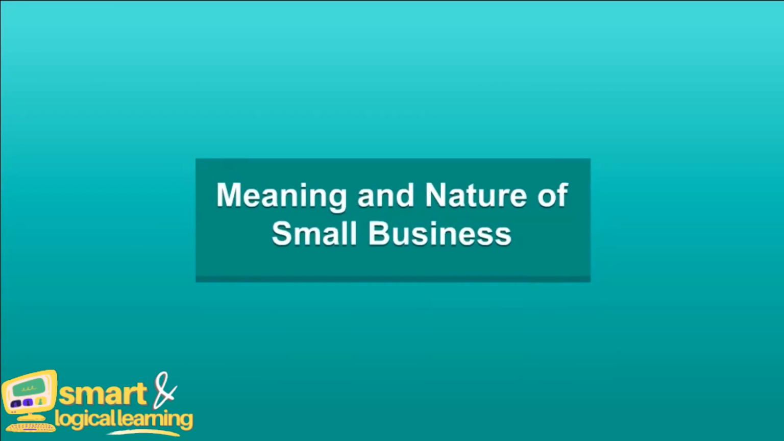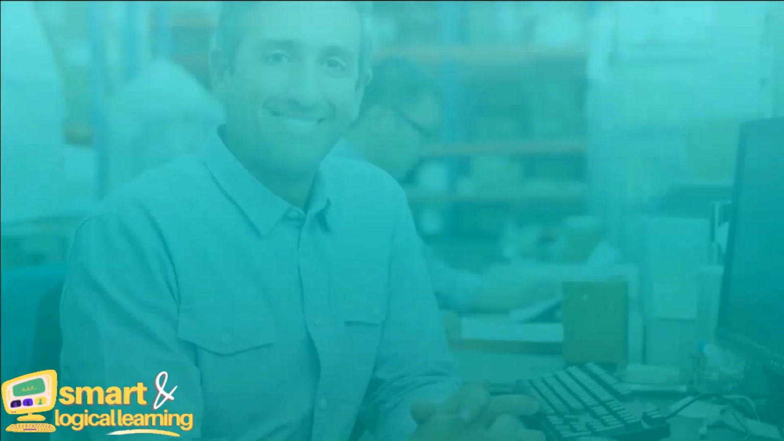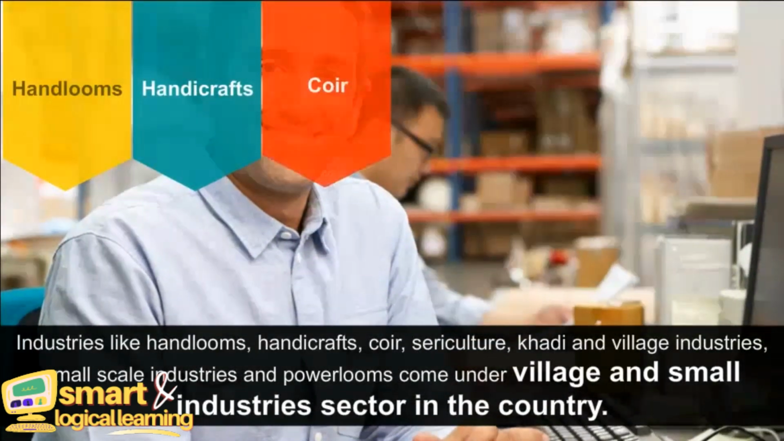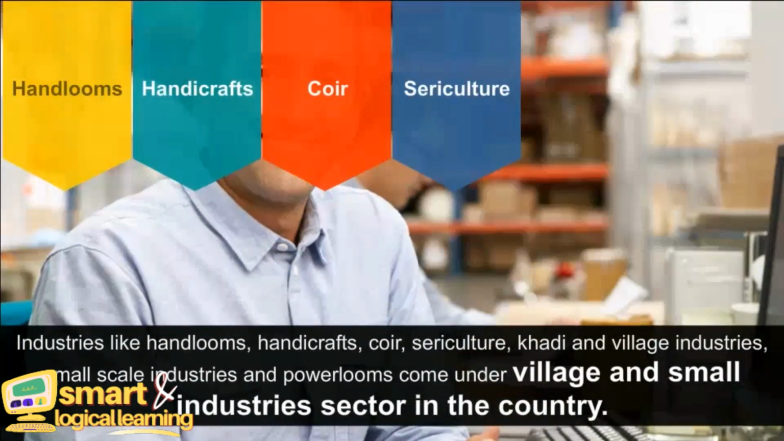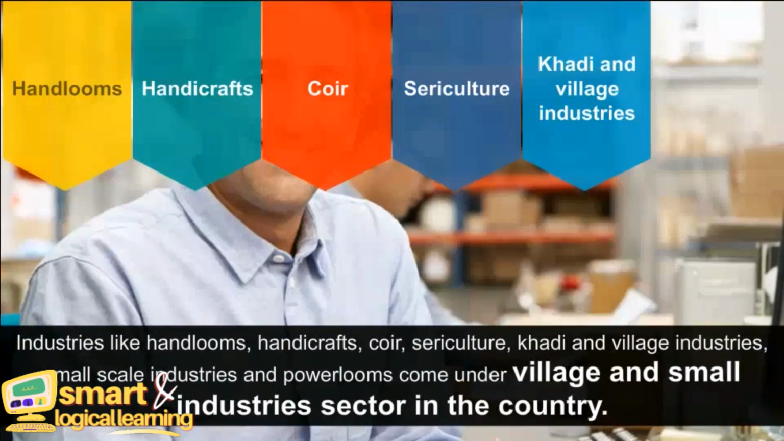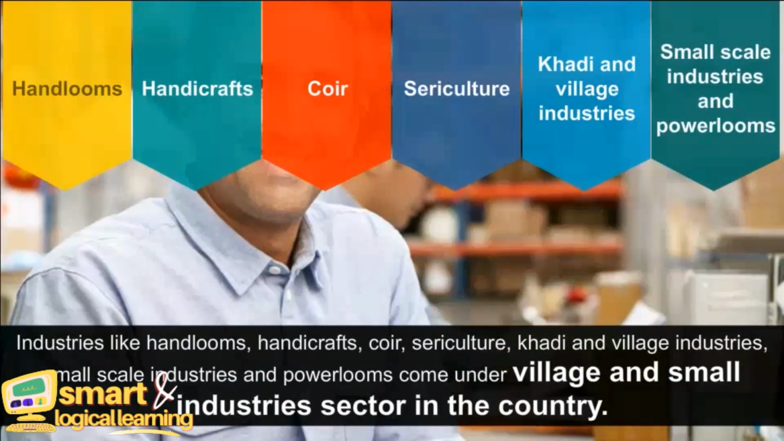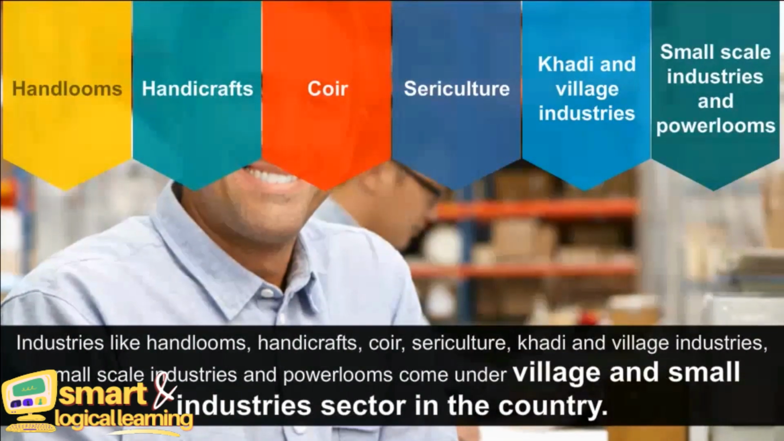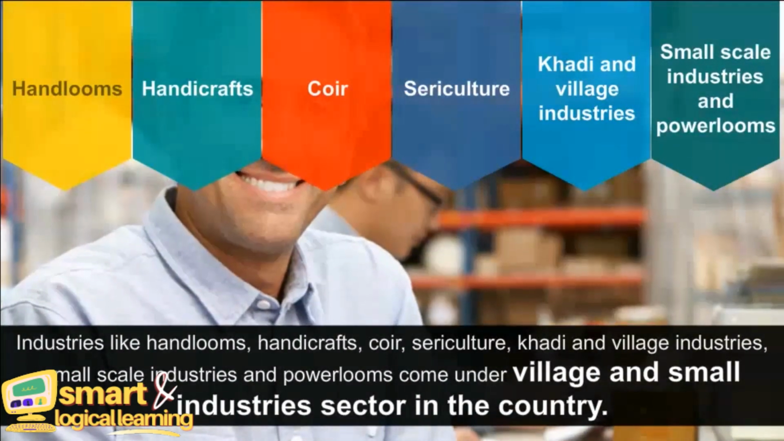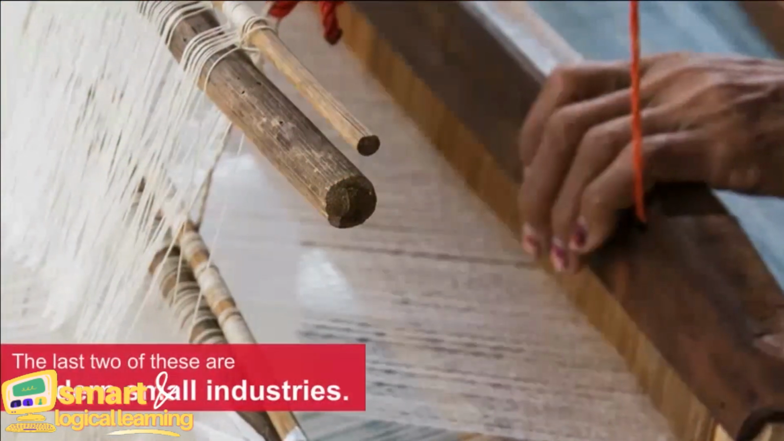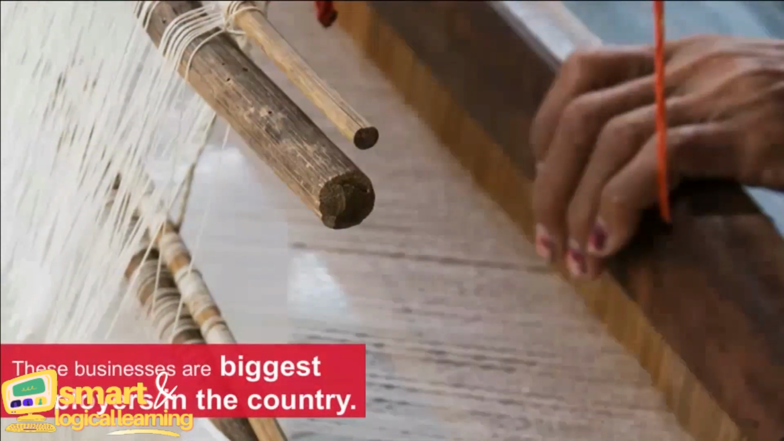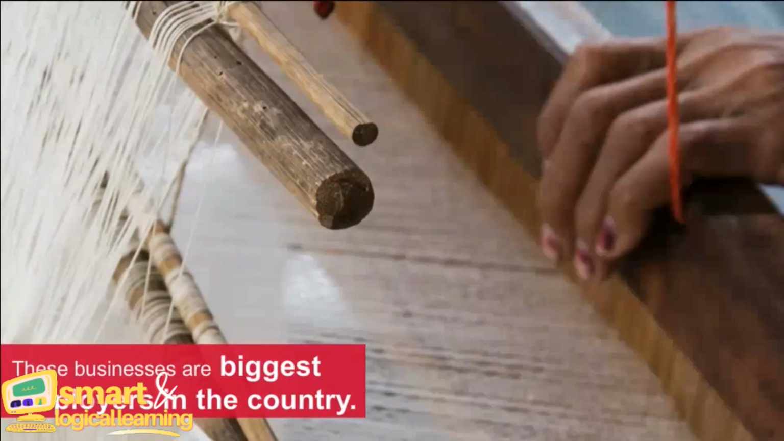Meaning and nature of small business. Industries like handlooms, handicrafts, coir, sericulture, khadi and village industries, small-scale industries and power looms come under the village and small industries sector in the country. The last two of these are modern small industries. These businesses are the biggest employers in the country.